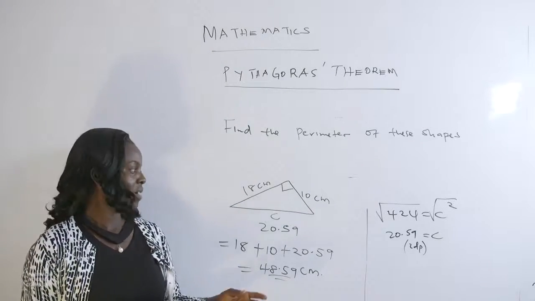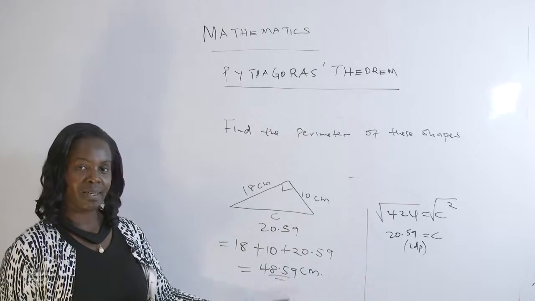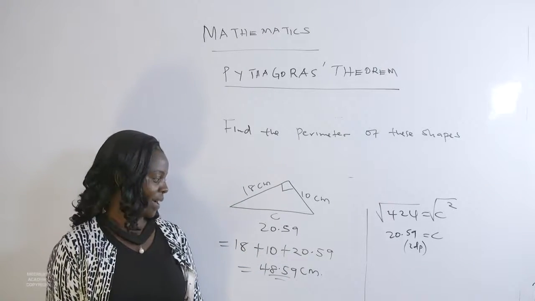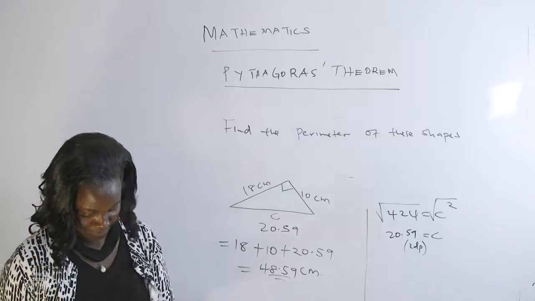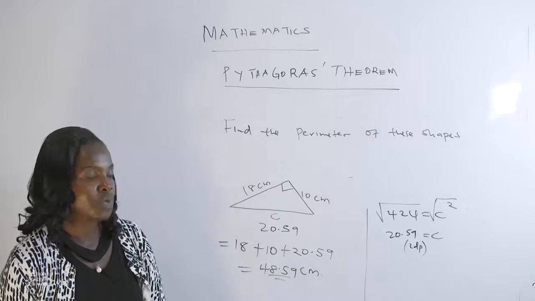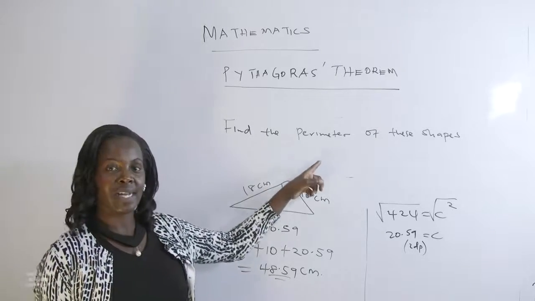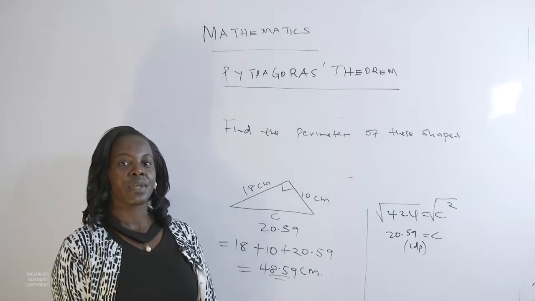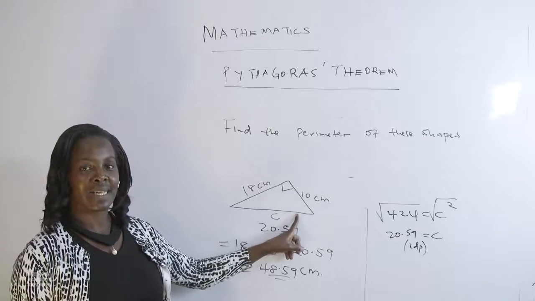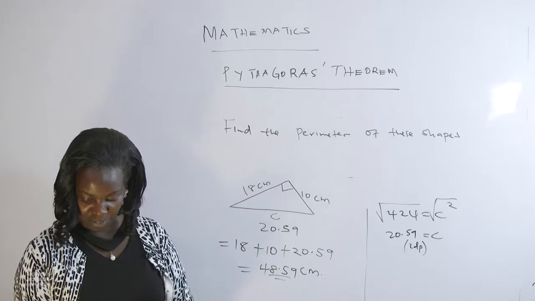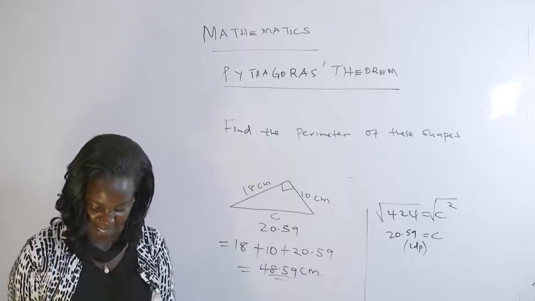So the perimeter of this triangle will be 48.59 centimeters. That is the perimeter. So we can use the knowledge of Pythagoras Theorem to find the perimeter of a triangle whose one side is missing, whose hypotenuse is missing.